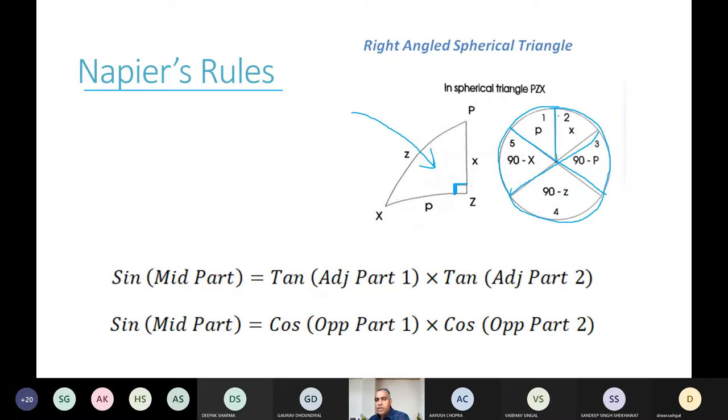Now what we do is, whatever is the 90 degree part of the triangle, that is written on top here. So in this case, angle Z is the 90 degree part. So I write this angle Z on top.